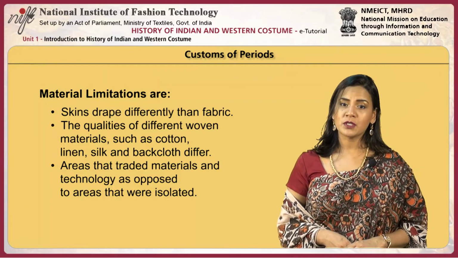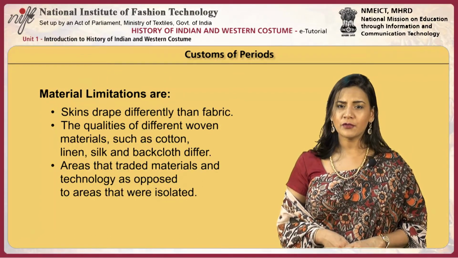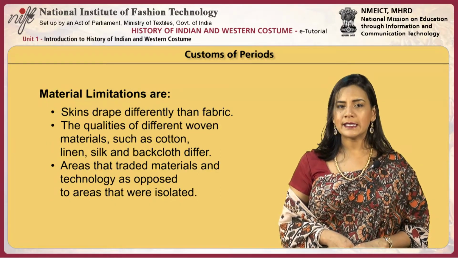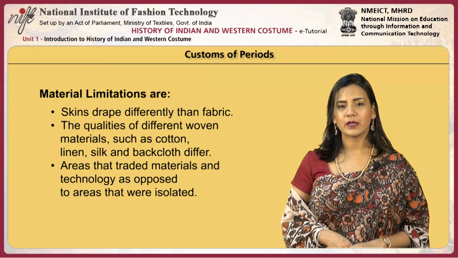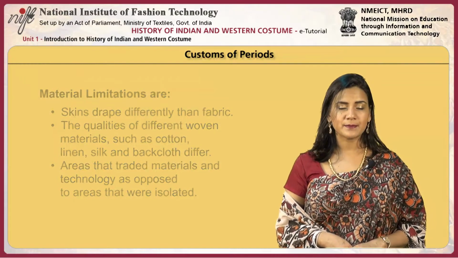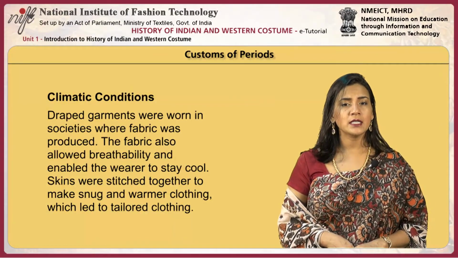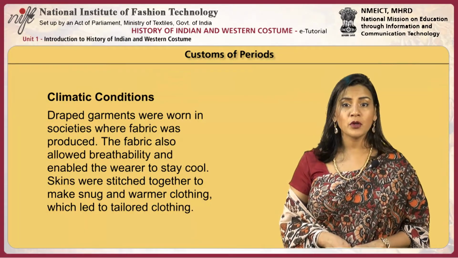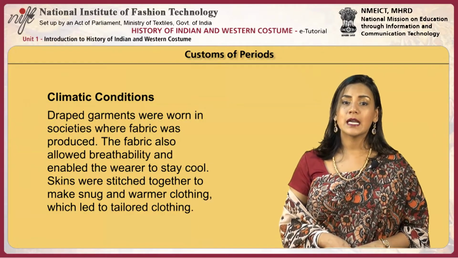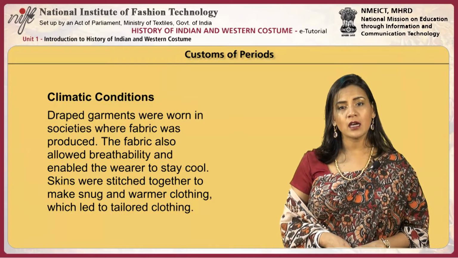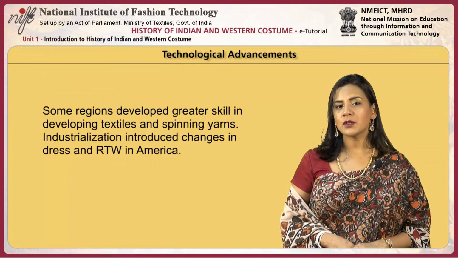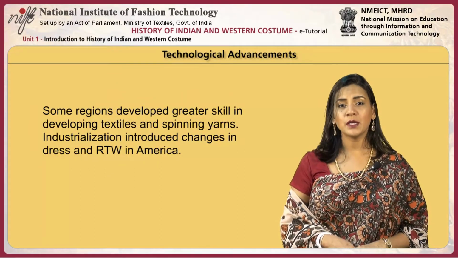The main limitation of clothes is that skin drapes differently than fabric. The qualities of different woven materials such as cotton, linen, silk and bark cloth differ. Areas that traded materials and technology differed from areas that were isolated. Draped garments were worn in societies where fabric was produced. The fabric also allowed breathability and enabled the wearer to stay cool. Skins were stitched together to make snug and warmer clothing, which led to tailored clothing. Some regions developed greater skill in developing textiles and spinning yarns.